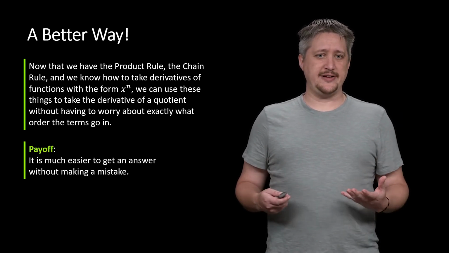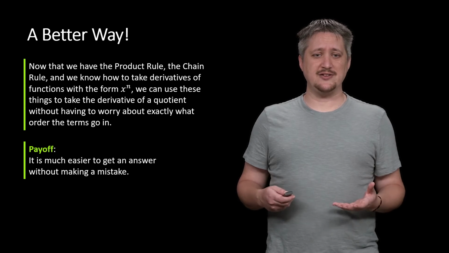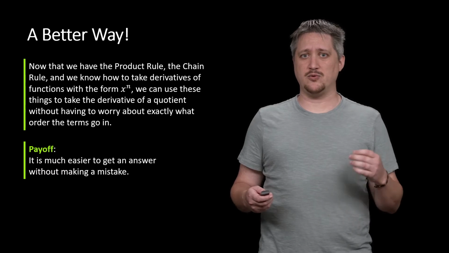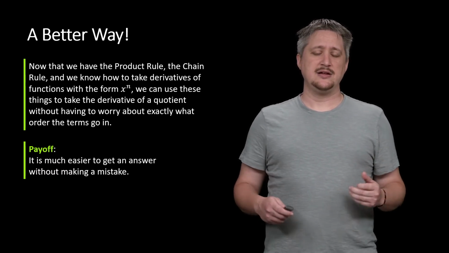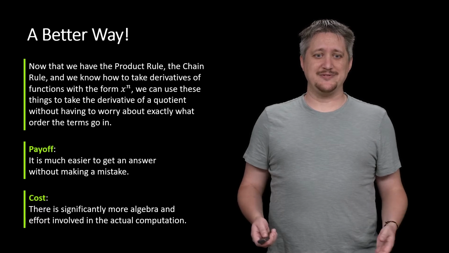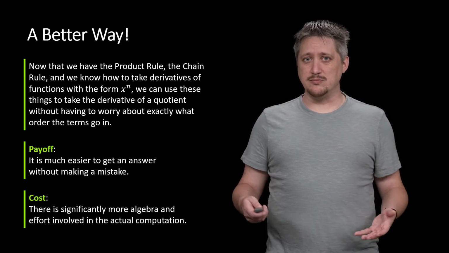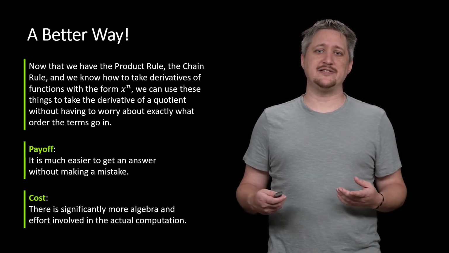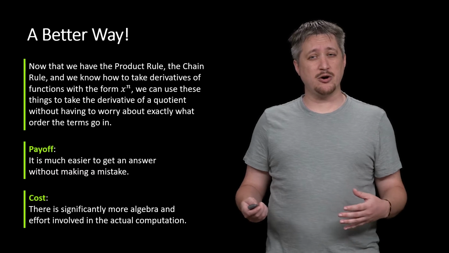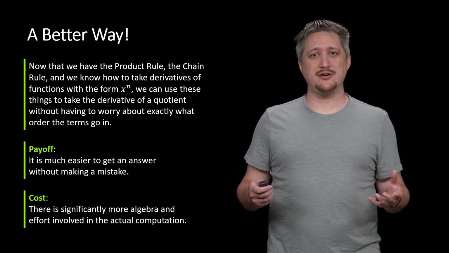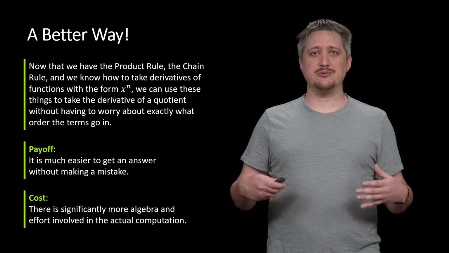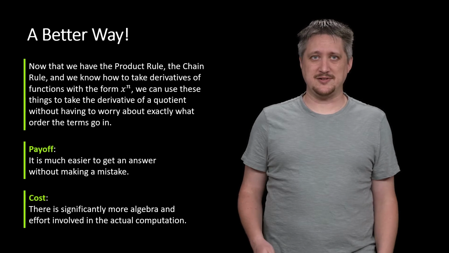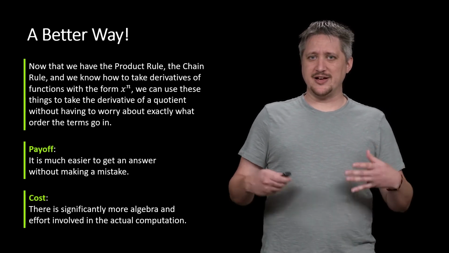So the upside is that it's much easier to get an answer without making a mistake, because you don't have to worry about having the subtraction in the wrong spot or dividing by the wrong thing. But nothing's free, so the cost is that there is more algebra and effort in the actual computation. Again, this is a way of checking your work, or if you can't remember which one goes where, it gives you a way of still moving forward and not just guessing. So with all that said, let's go ahead.